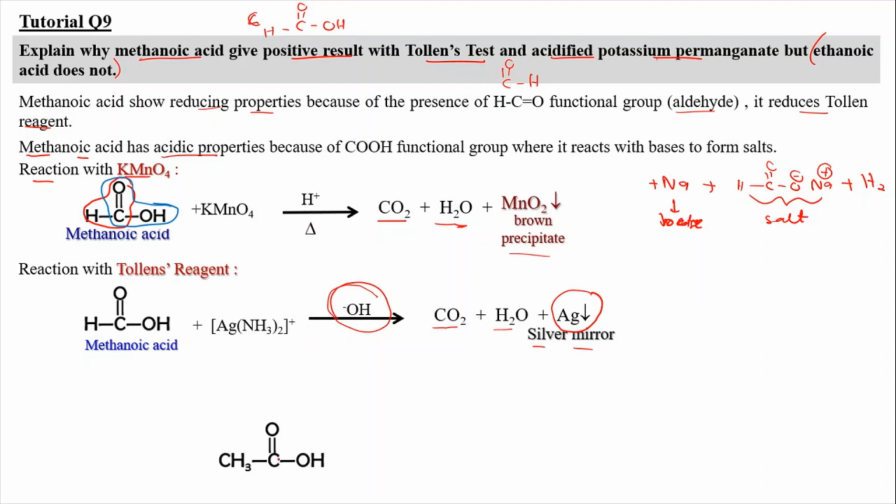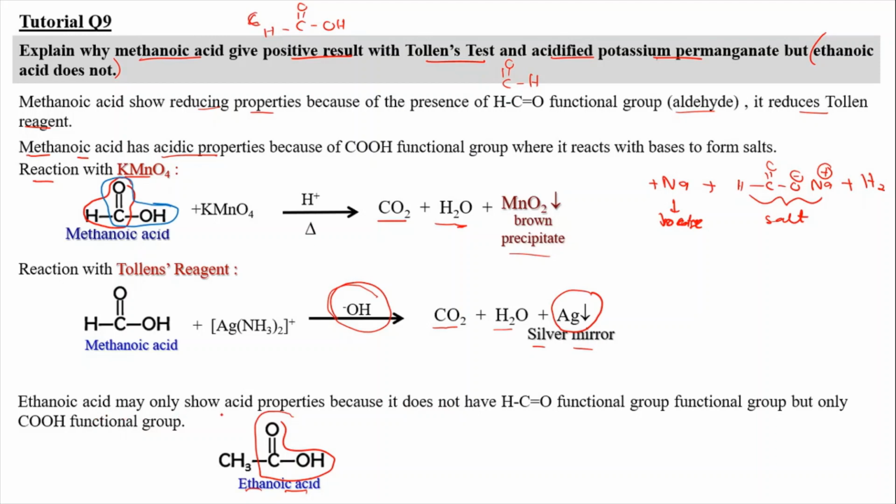But this does not happen for ethanoic acid, because ethanoic acid only has acidic properties. So you can say that ethanoic acid only shows acidic properties because it does not have the aldehyde functional group as in methanoic acid. It only has the carboxylic functional group. So that is why ethanoic acid will not undergo oxidation. At the same time, it will not give a positive result towards Tollens' reagent.